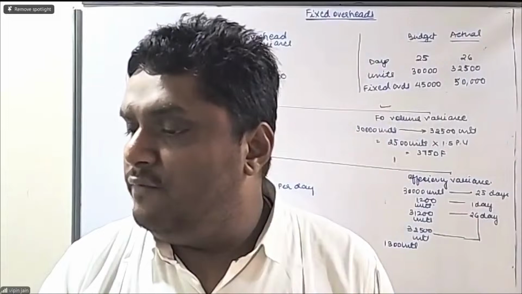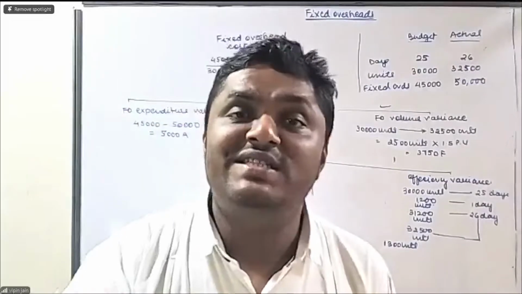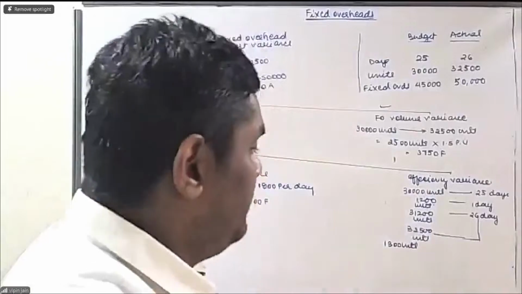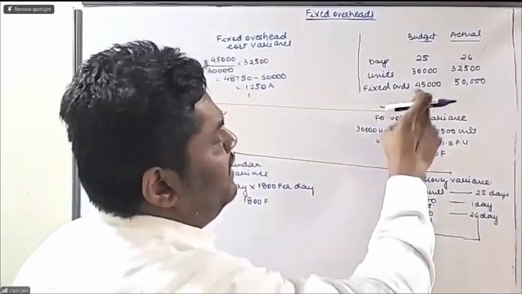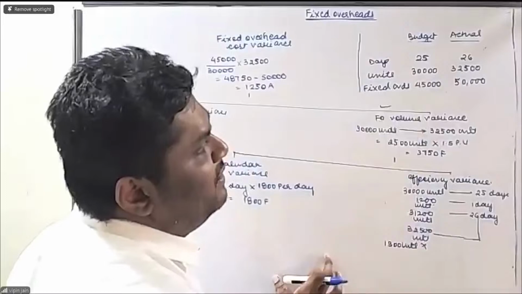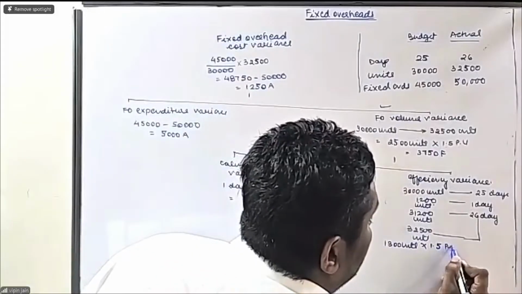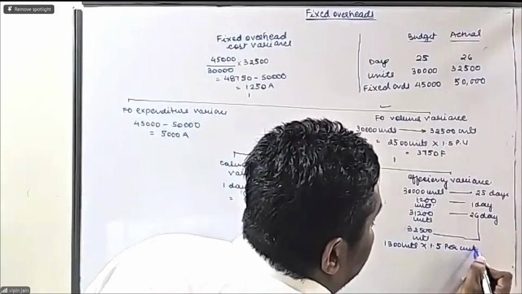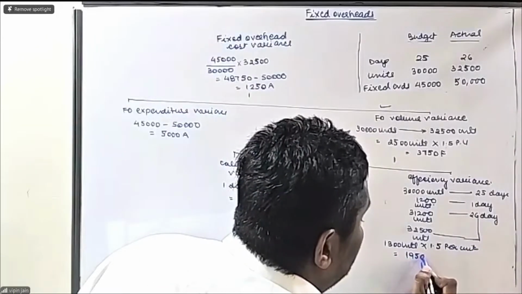Very good, Hardik. Everyone, very good. All your answers are correct. So it's efficiency. So this will be favorable. Since it is units, we'll be taking the rate per unit. That is 45,000 divided by 30,000 units. So it will be 1.5 per unit. So this will be 1950 favorable.